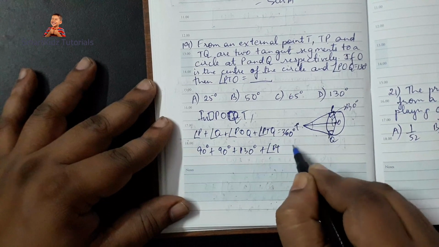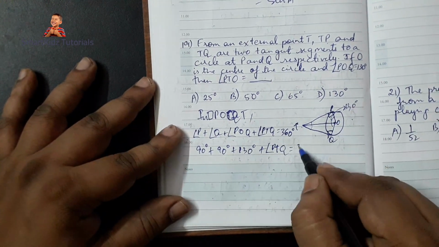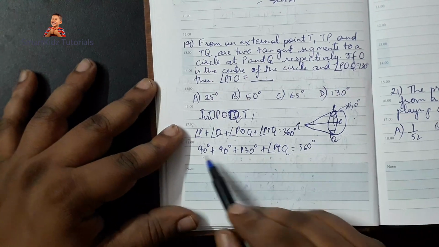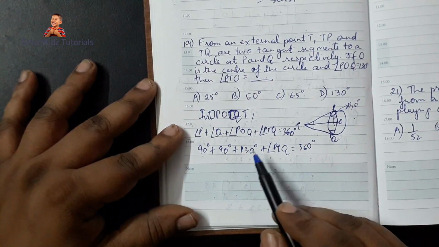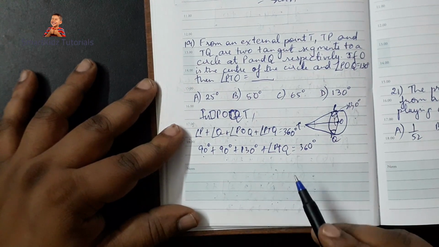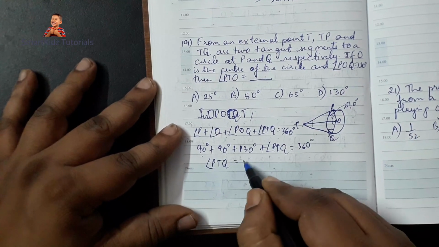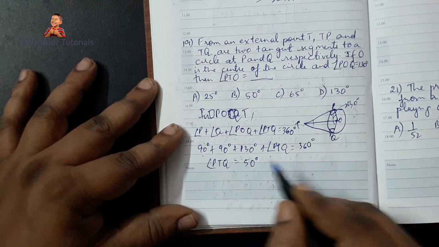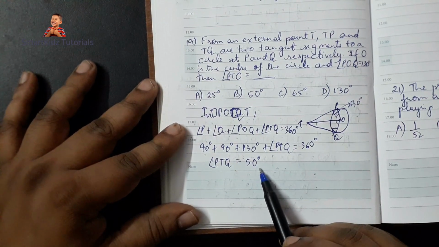PTQ is what we need to find out. So if you want to find out PTO, we need to first find out PTQ, 360 degrees. So 90 plus 90 is 180, 180 plus 130 is 310. If you take 310 on the other side, it will become negative and we will get angle PTQ equal to 50 degrees, because 360 degrees minus 310 degrees gives us 50 degrees.